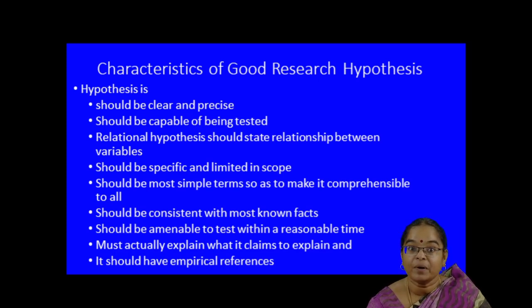It is capable of being tested. It explains the relationship between two or more variables, and it should be capable of being tested within a reasonable time. It has a claim for the future; the result may be used for the future. It has empirical references. The hypothesis must have empirical references. These characteristics determine the nature of a hypothesis, whether it is good or not.